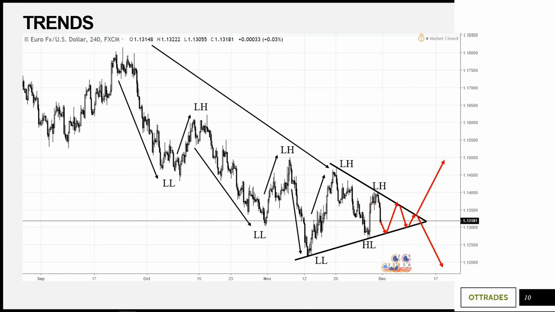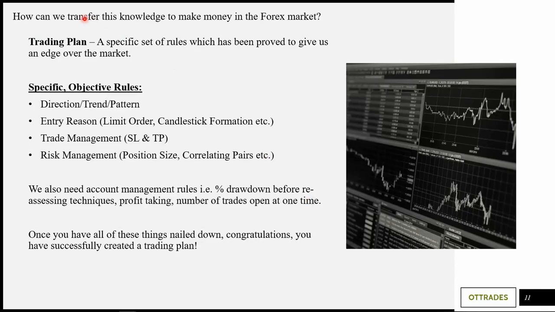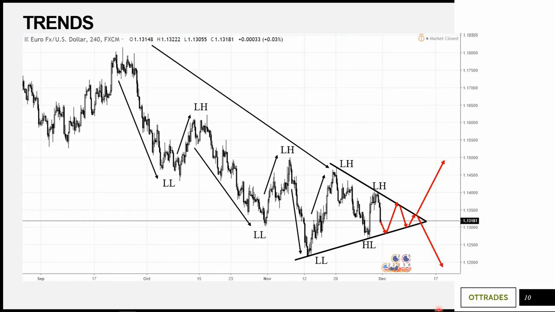That leads us on to our next point. How can we transfer this knowledge to make money in the Forex market? So we need to come up with a trading plan. It says here, a trading plan is a specific set of rules which has been proved to give us an edge over the market. Like that, we had specific objective rules to determine the direction, trend, or a pattern. We haven't covered patterns yet. Well, I suppose we did with that simple consolidation pattern, the triangle here. That could be classed as a pattern.